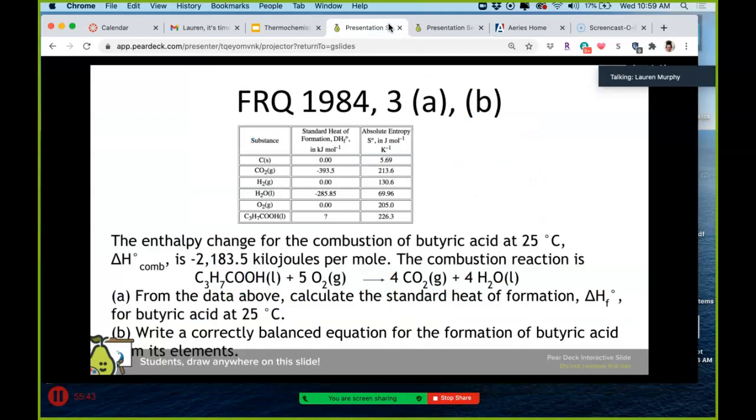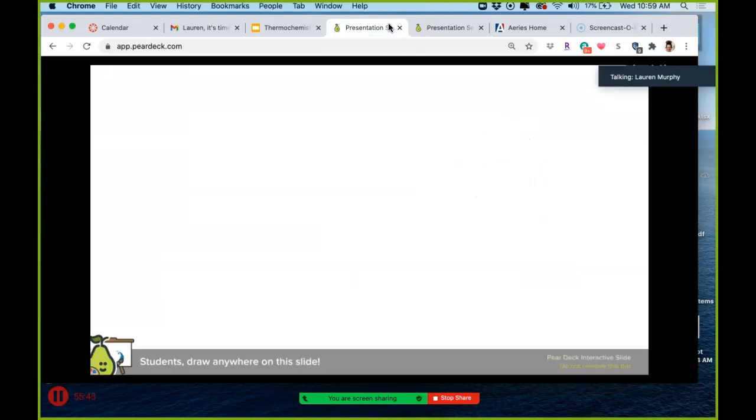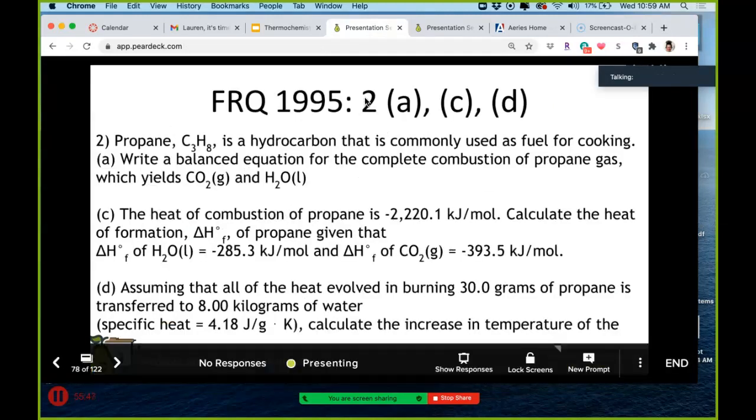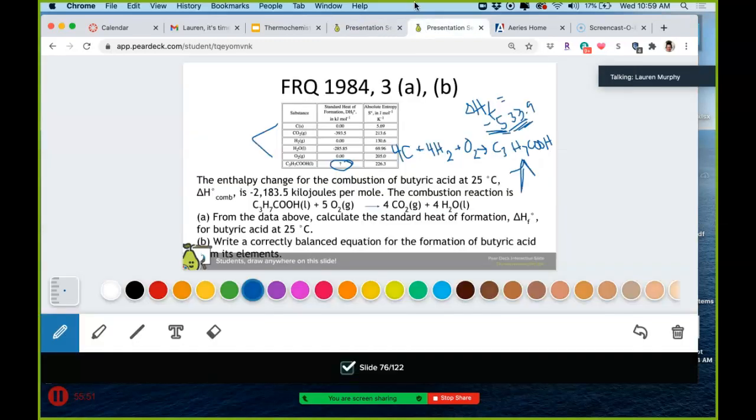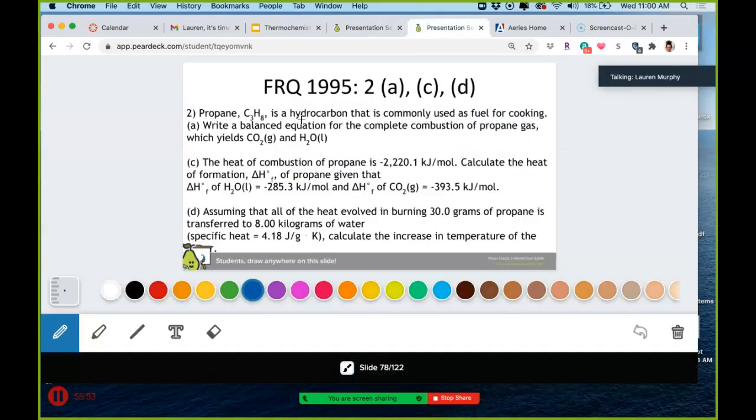Okay, so last FRQ. And then we are finished. So 1995, you guys still are definitely not born. Okay, so we've got propane. It's used for cooking, right? Propane, like if you want to barbecue, that's what you use.